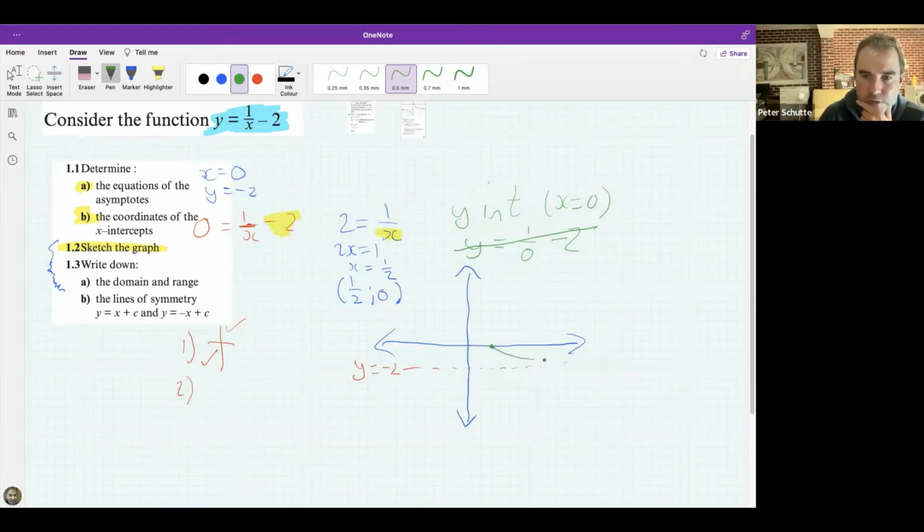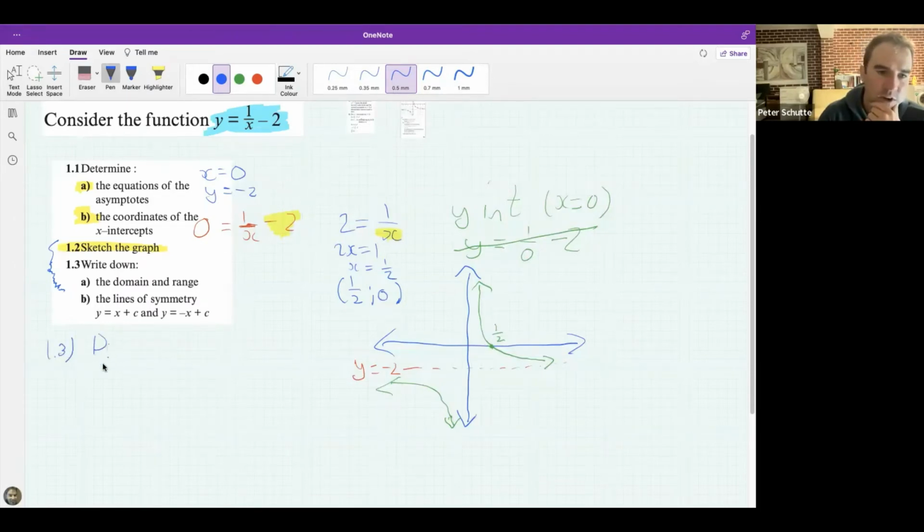Now, it's not a perfect thing. So I'm going to have that, and I'm going to have that. And this number over here is going to be a half. So that is what my sketch graph is going to look like. What are the domain and range going to be? Let's have a look at that.